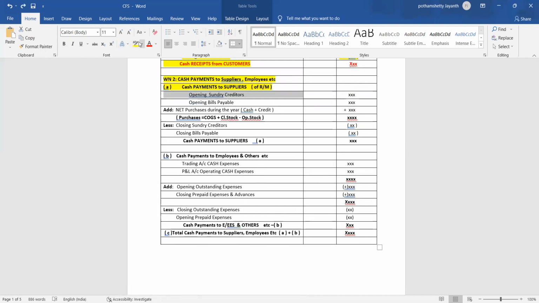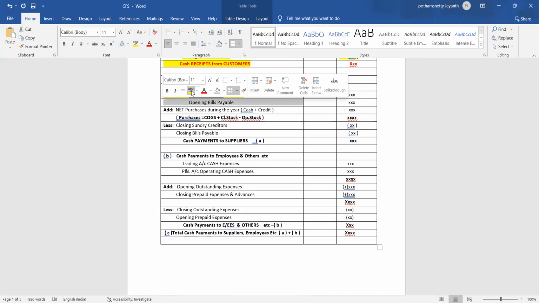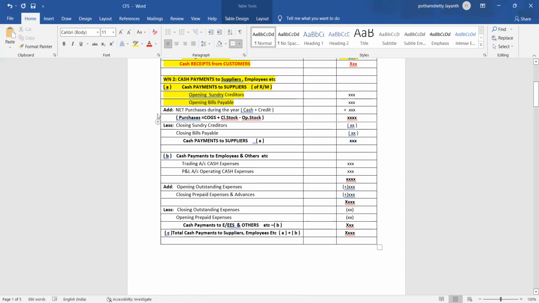To that you need to add opening bills payable. Opening sundry creditors and opening bills payable. To that you add net purchases during the year. Both cash plus credit we need to consider. What we need to consider? Both cash purchases and credit purchases. Suppose purchases are not given, then you need to calculate below.